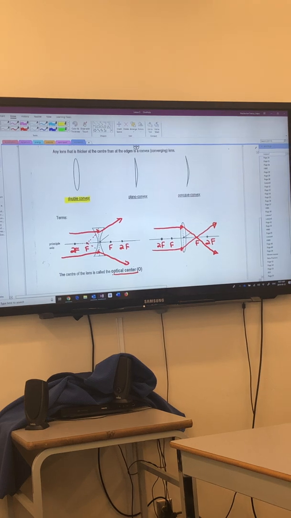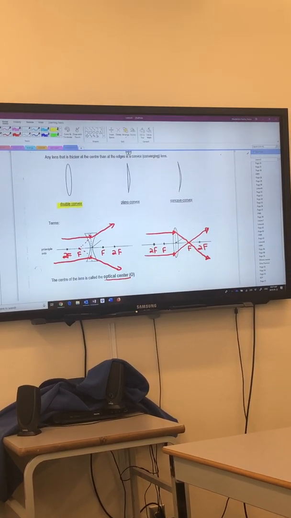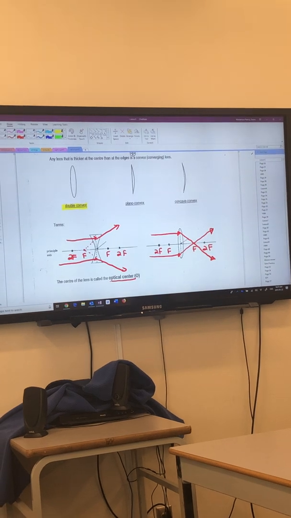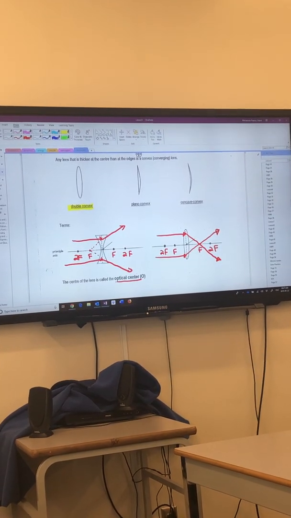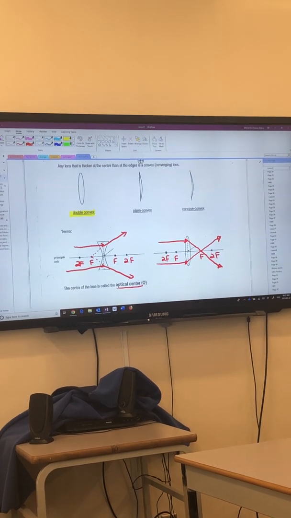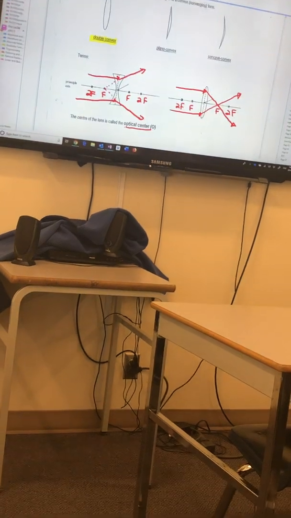And so when we're looking at the picture, instead of having C, because you can use a lens on either side, right? You can have the light going in either way in the lens. Instead of having C, we have F and 2F. And you can have the ray coming from either side.